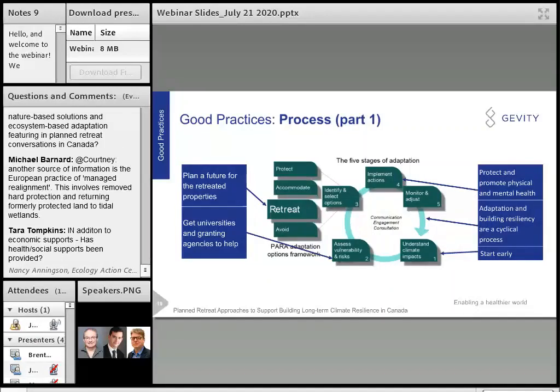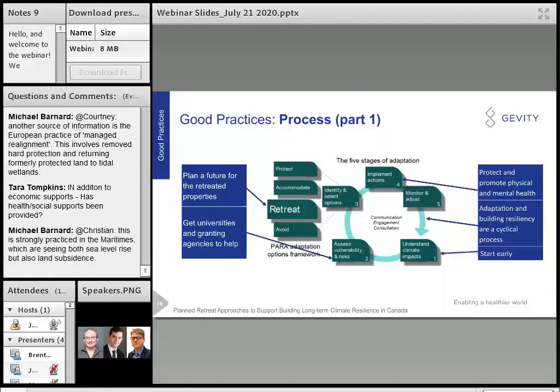Good practices regarding the process of planned retreat and planning for planned retreat. Part one, plan a future for the retreated properties. This is often for psychological health for the communities or the individuals who are retreating. If those individuals understand what that retreat area will be used for and how it benefits communities, then it's often more acceptable to those individuals or those neighborhoods.